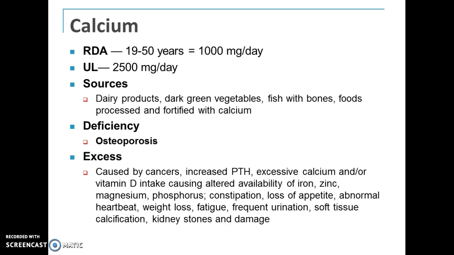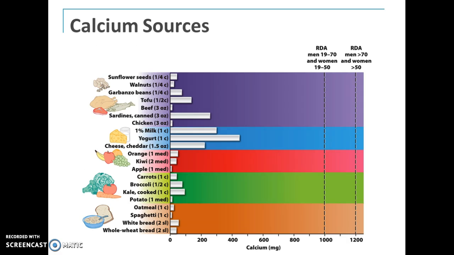The RDA is 1,000 milligrams per day. The UL is 2,500 milligrams per day. Sources are dairy, dark green veggies, fish with bones, foods that are processed and fortified with calcium. We even see calcium fortified orange juice on the shelves. Deficiency is osteoporosis. Excess could be caused by cancers, could increase certain hormones, and could cause altered availability of certain minerals, as well as weight loss, fatigue, abnormal heartbeat, frequent urination, calcification of the soft tissues, kidney stones, and damage.